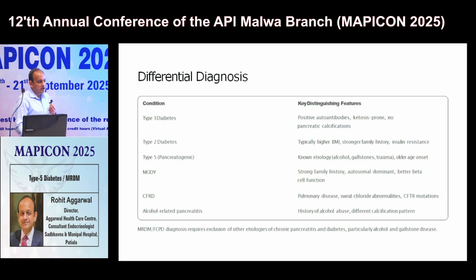So how to differentiate? Is this not type 1, because the insulin requirement is so high? In type 1 diabetes, usually they have positive antibodies. They are more prone to ketosis. There is no pancreatic calcification, simple, and they cannot live without insulin. In type 2, usually they are higher BMI with strong family history and insulin resistance.